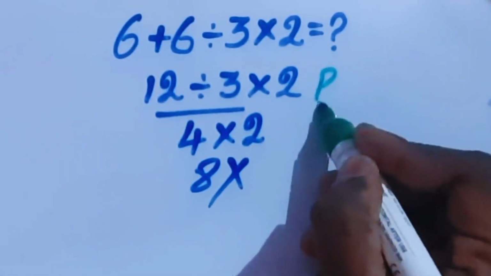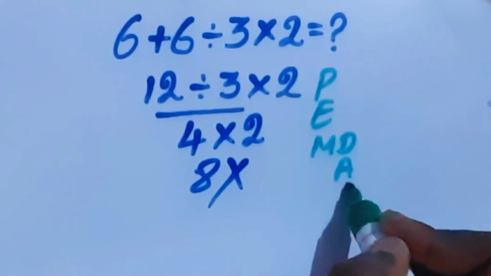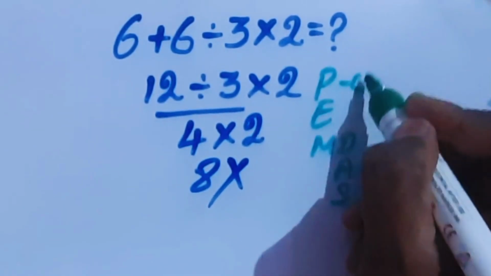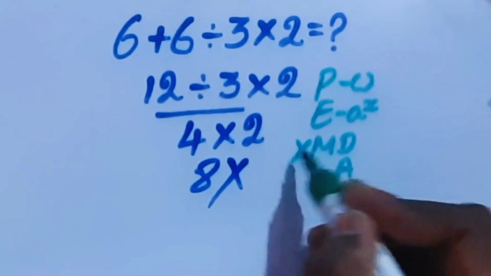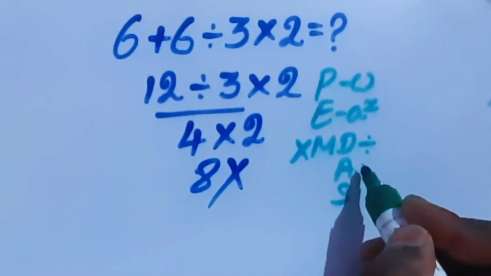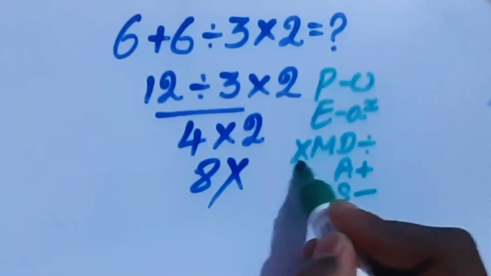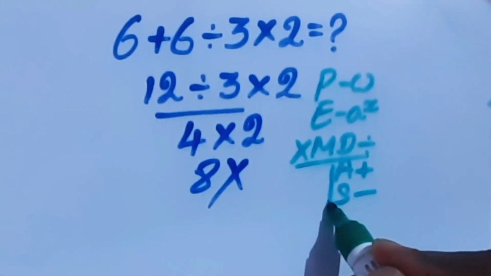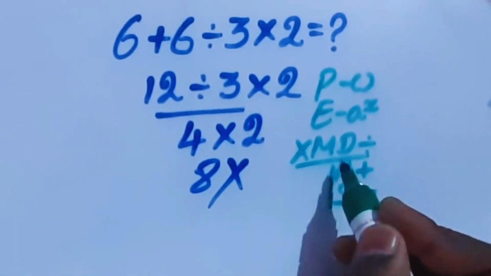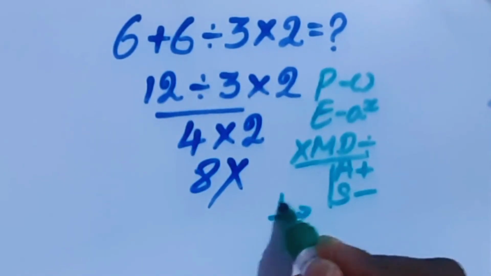Here we are going to introduce that PEMDAS rule from order of operations. This is a bracket, this is exponent, M stands for multiplication, D stands for division, A stands for addition, S stands for subtraction. Here multiplication and division are equal priority. Also, addition and subtraction are equal priority. For equal priority we are going to introduce another rule called left to right.